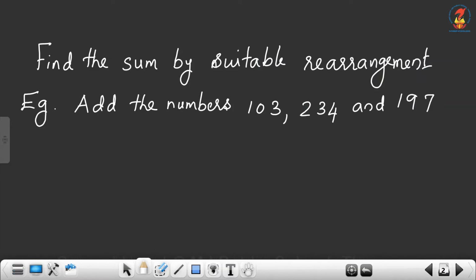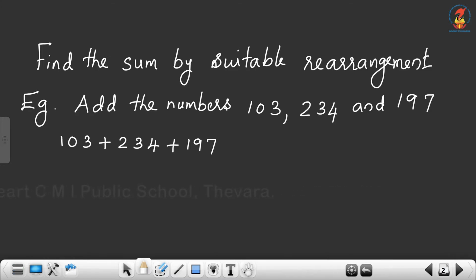Now look at this: find the sum by suitable rearrangement. Add the numbers 103, 234 and 197. Here we have to add the numbers. Therefore, we can write 103 plus 234 plus 197. The question is you have to arrange the numbers and find the sum by suitable rearrangement.